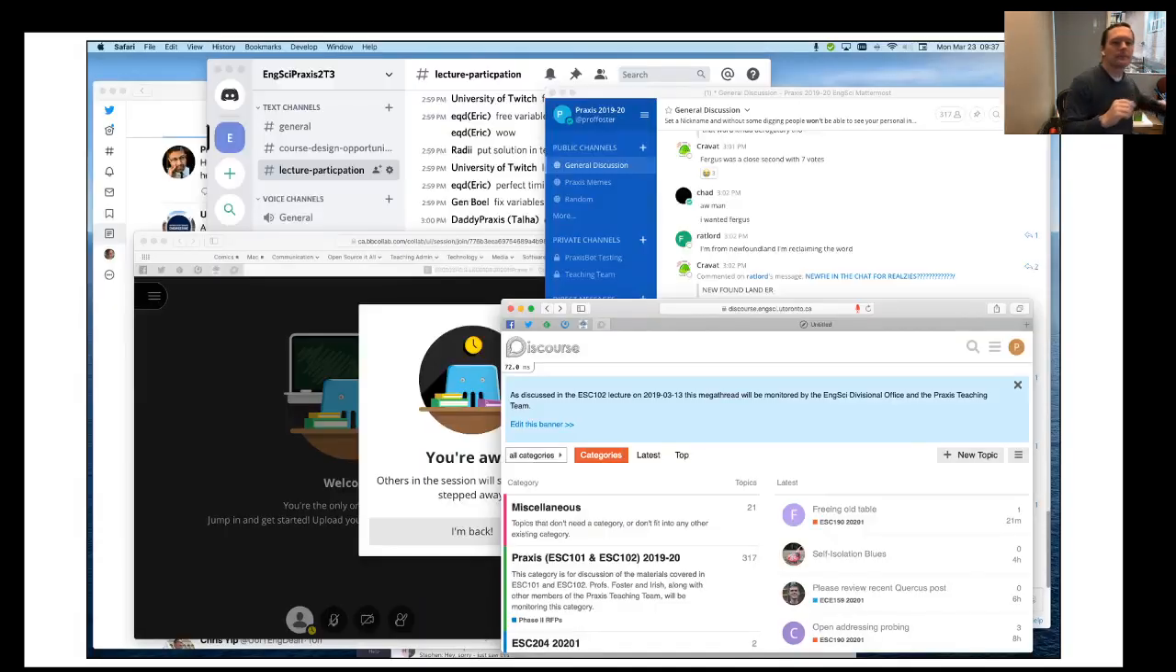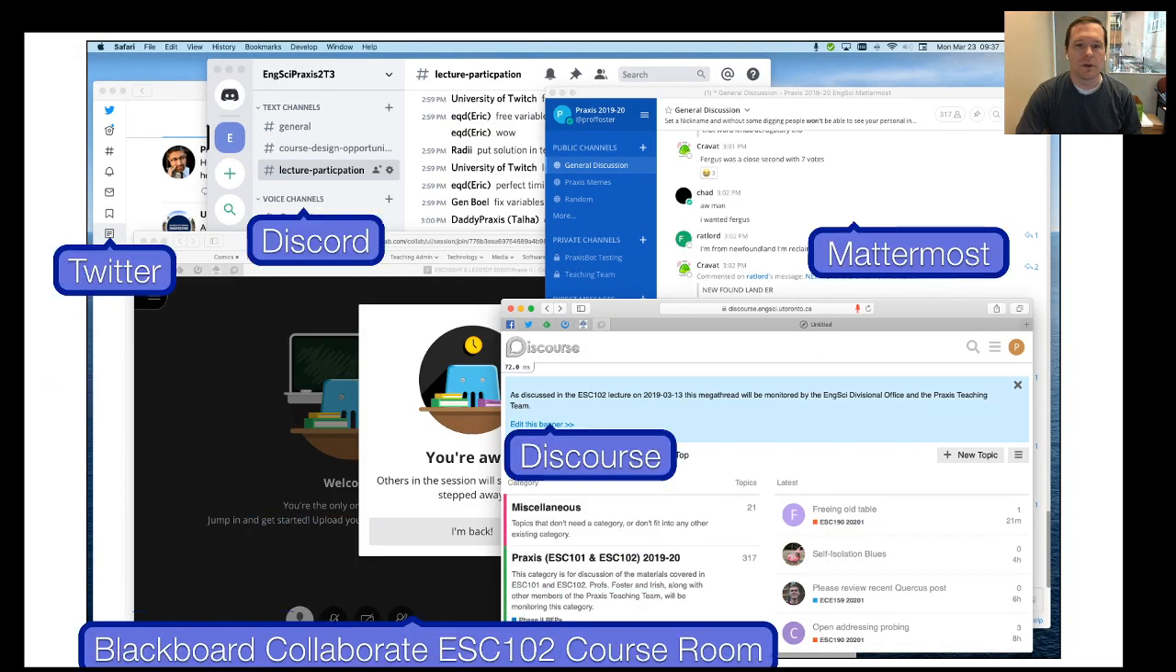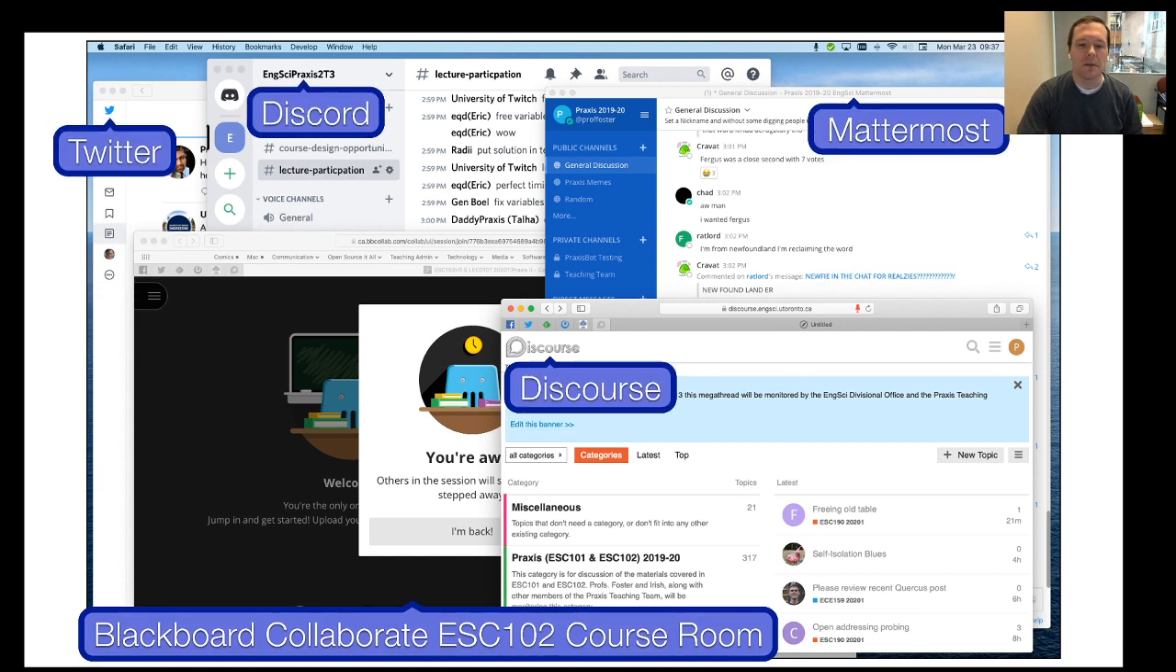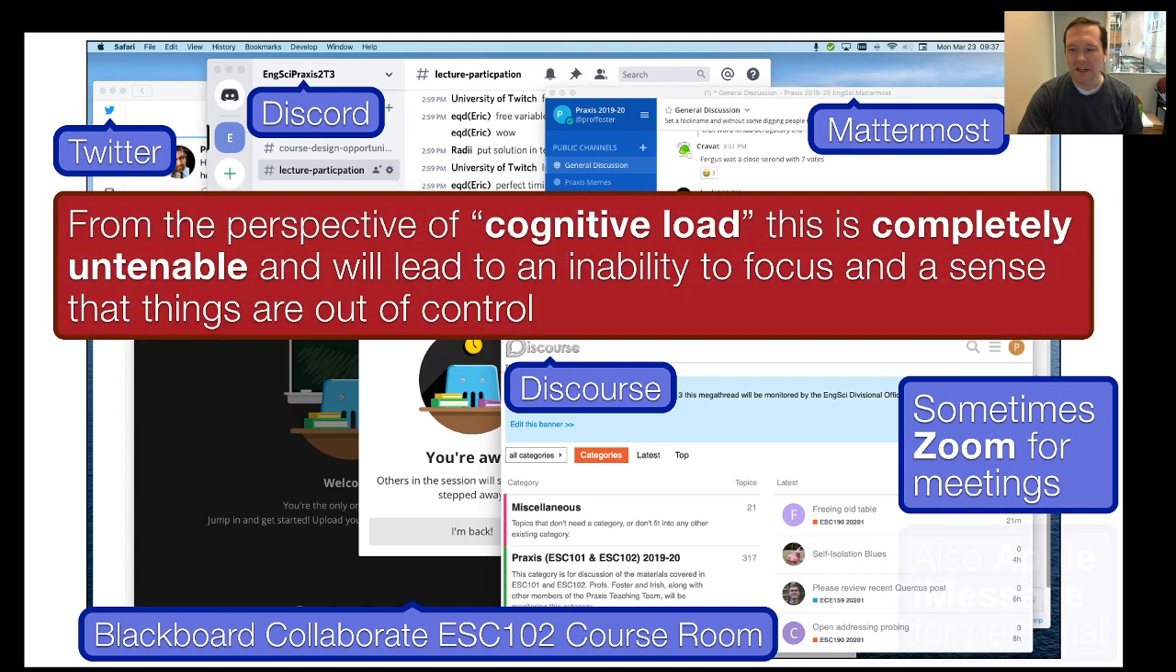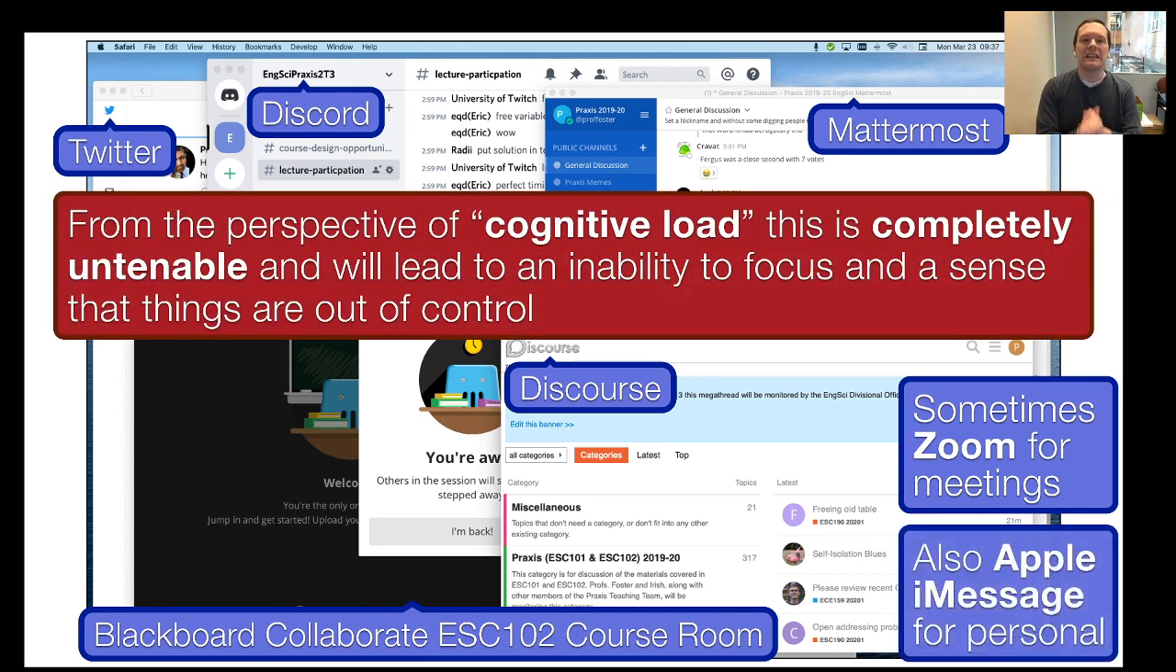Actually, I'm going to add one more. This is currently what I'm monitoring: Twitter, Discord, Discourse, Mattermost, Blackboard, Collaborate. This is nuts. Oh, sometimes Zoom and sometimes Apple iMessage. We need to do better collectively, and we're going to do better as a class at managing our cognitive load.